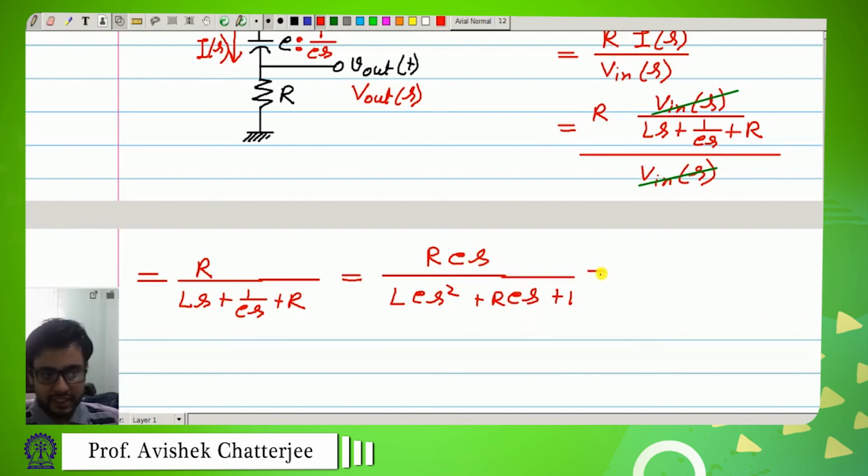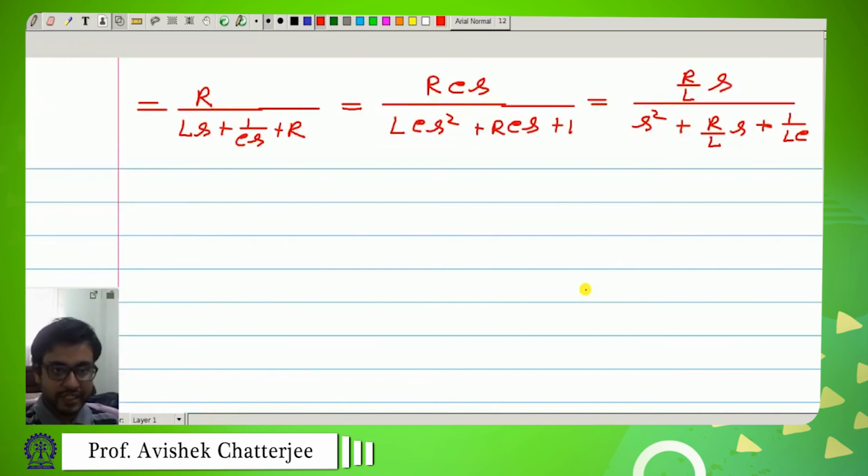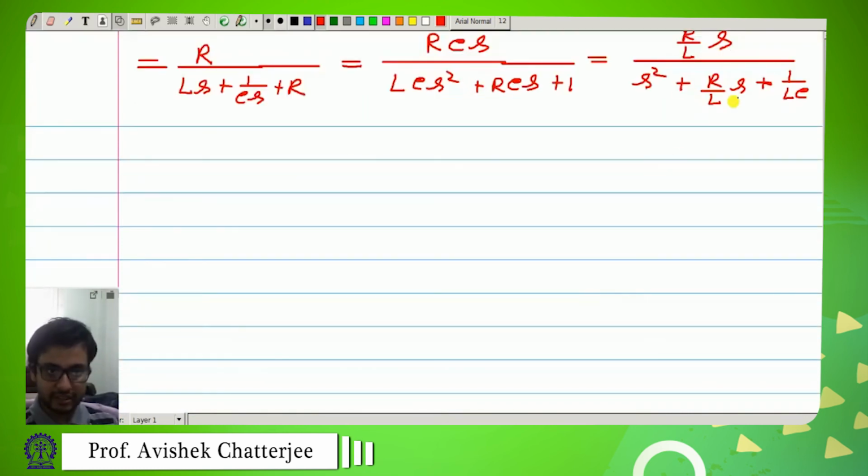Okay, this is equal to s square plus RCs by LCs, so that is R by L s, plus 1 by LC, and the numerator will be R by L s. Okay, so this is the transfer function.